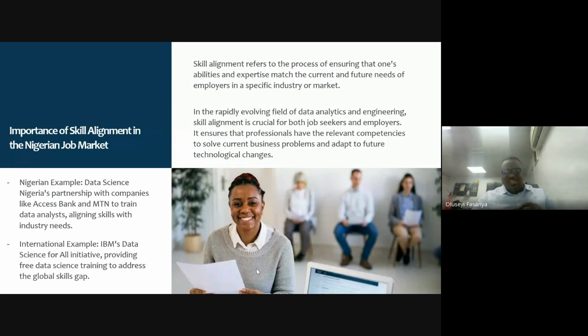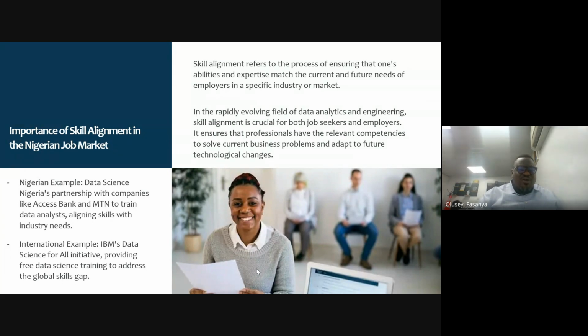Within my own organization, for example, we began to look at deepening the skills of our people because we realized we don't have AI, automation, robotics, and quite a number of things within our own system. So organizations are really beginning to realize the importance of having data professionals or IT professionals within our fields. So let's talk about the Data Science Nigeria partnership, and companies like Access Bank and MTN that are training data analysts, aligning their skills with industry needs. On the international realm, there is the IBM Data Science for All initiative, providing free data science training to address the global skill gap. So a lot of organizations are actually beginning to make investments into that.